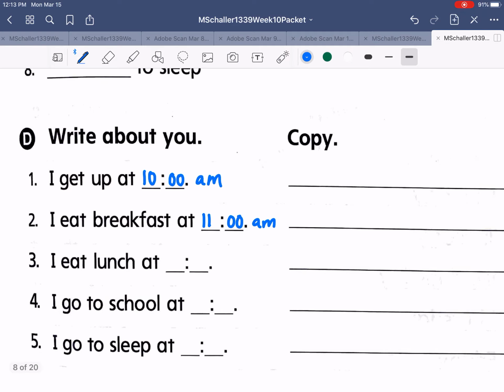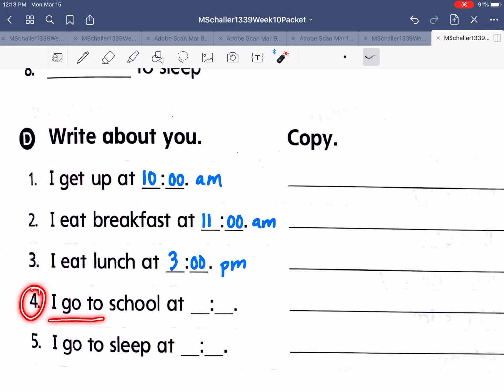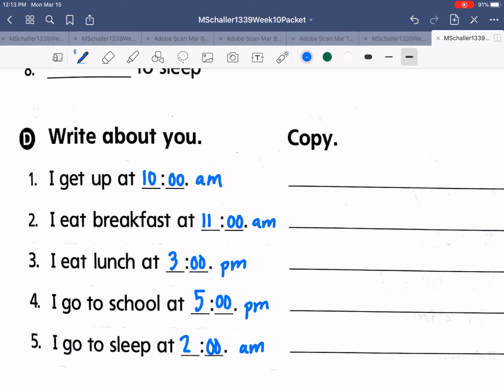Okay. For me, I eat lunch normally around, I'd say 3 o'clock, 3 p.m. Number four, I go to school at, we'll do the Zoom time, so I go to school at 5 p.m. And then number five, I go to sleep at 2 a.m. Maybe you 10 p.m., 11 p.m. I sleep late, or I get up late, I go to sleep late.